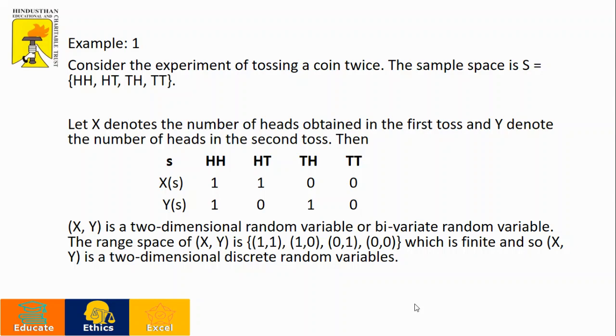Now X, which we are going to write, means getting a head in the first toss. X of S equal to 1, 1, 0, 0. Then Y of S is getting a head in the second toss. That is 1, 0, 1, 0. (X, Y) is a two-dimensional random variable or bivariate random variable. The range space of (X, Y) is (1,1), (1,0), (0,1), (0,0), which is finite, and so (X, Y) is a two-dimensional discrete random variable.